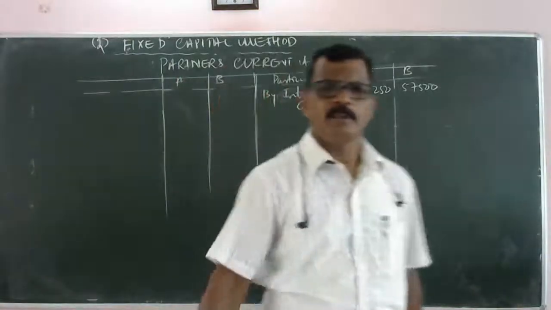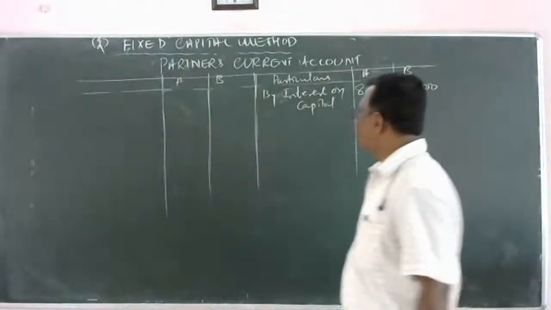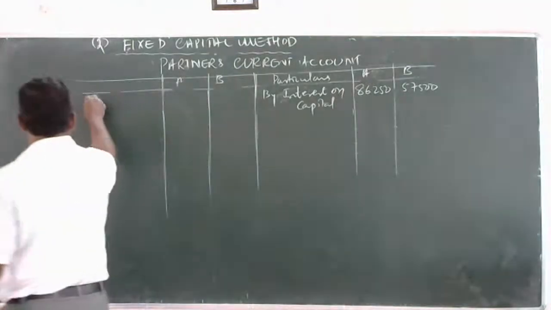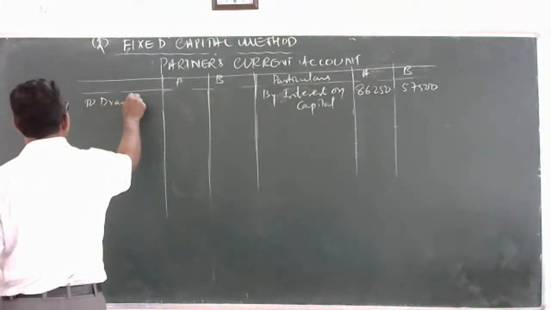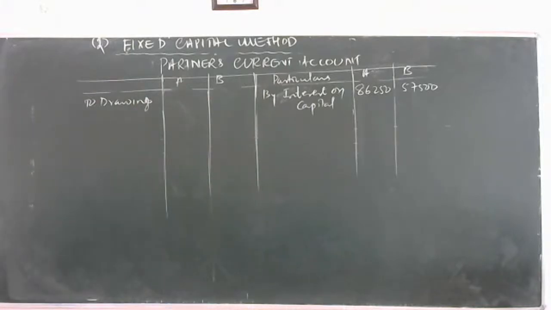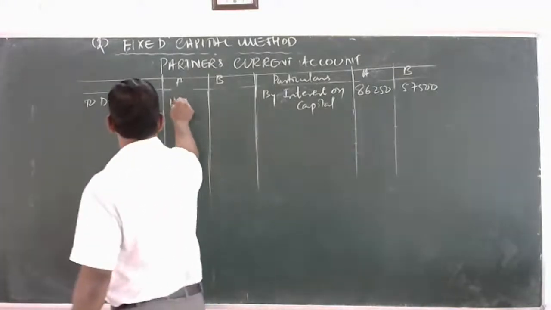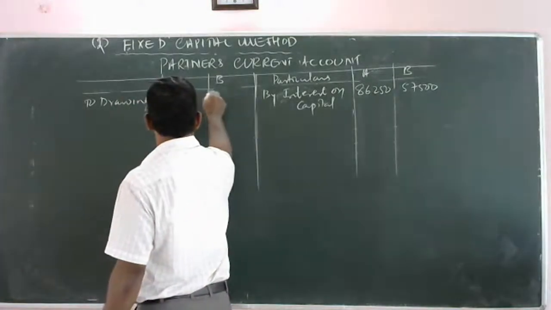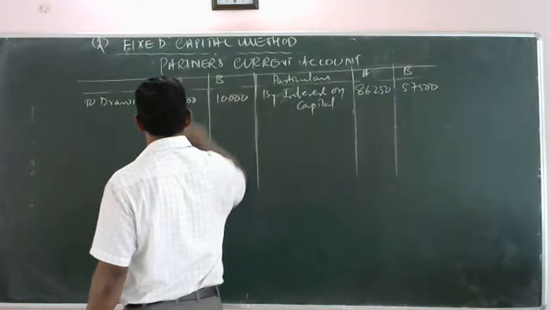Similarly, drawings are debited here. Drawings are debited to partners' current account. Drawings of the partners are rupees: drawings of A is 15,000, B 10,000.